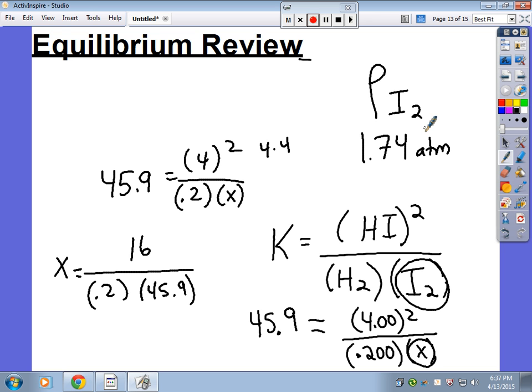That's why, guys, when I write these out, I don't like using X. That's just me. I like leaving it as I2, because then I remember what I'm solving for. Either that or you go ahead and label it in your answer right away, that you're finding atmospheres of I2.